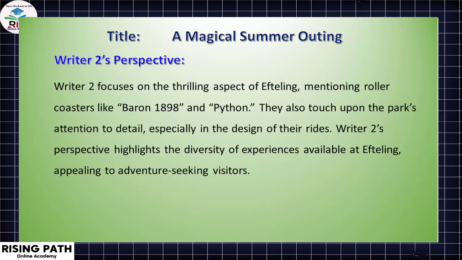And the writer 2's perspective is: Writer 2 focuses on the thrilling aspect of Efteling. You can omit Writer 2 because you can slightly change the topic sentence. You may or may not mention it. It can be generalized. Writer 2 focuses on the thrilling aspect of Efteling, mentioning roller coasters like Baron 1898 and Python. They also touch upon the park's attention to detail, especially in the design of their rides. Writer 2's perspective highlights the diversity of experiences available at Efteling, appealing to adventure-seeking visitors.